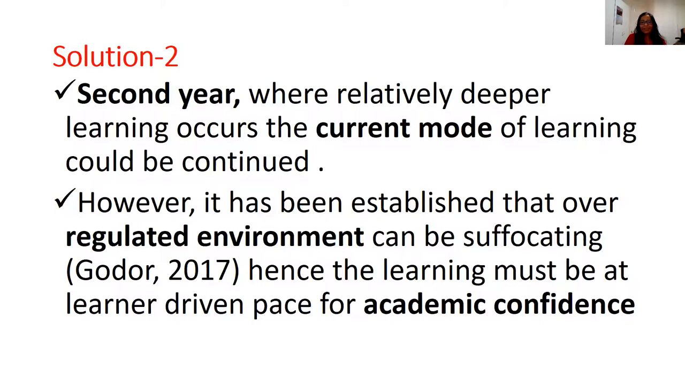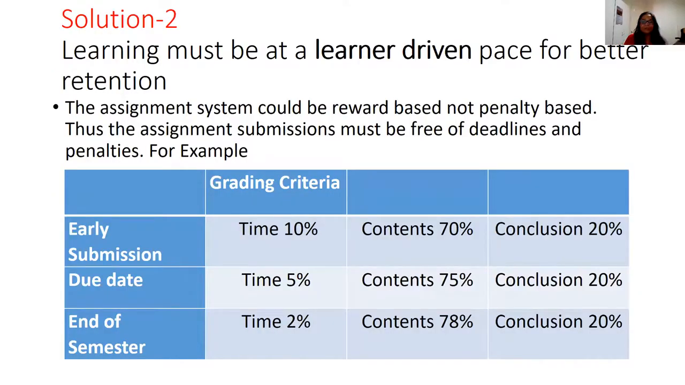By the second year, the current mode of learning could be continued. However, we need to address the problem of a regulated environment, too much pedagogic authority, which could be suffocating for the students, and thus build on the academic confidence. And that is only possible when the learning is at a learner-driven pace. What it means is that the assessment system of the universities should not be penalty-driven, but instead reward-driven.